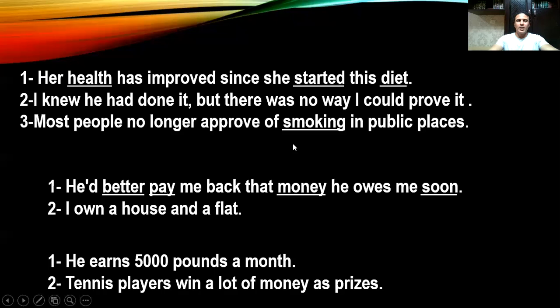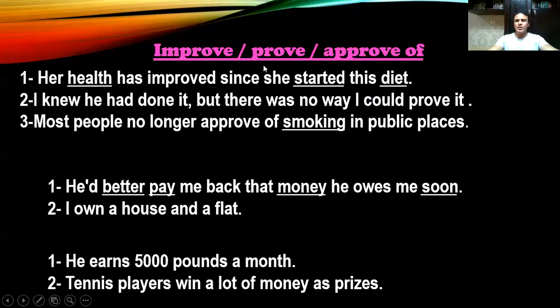Bismillah. Okay, let's take the words, the difference between the words improve, prove, approve of. The three words are similar in writing, but they have different meanings. Number one, improve. I told you before, that means make better or be better. Okay, be better or become better. تصبح أفضل، تتحسن. Or make something better يجعل الشيء أفضل، يعني يحسن.